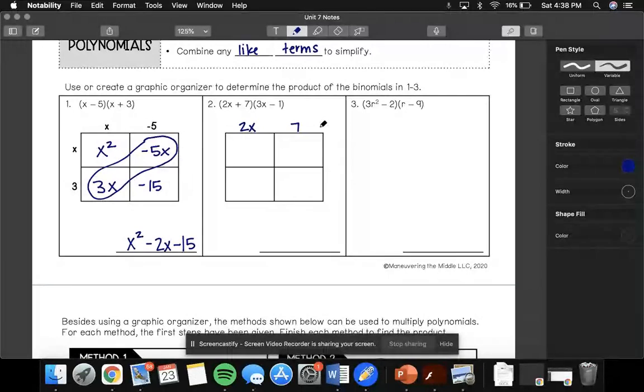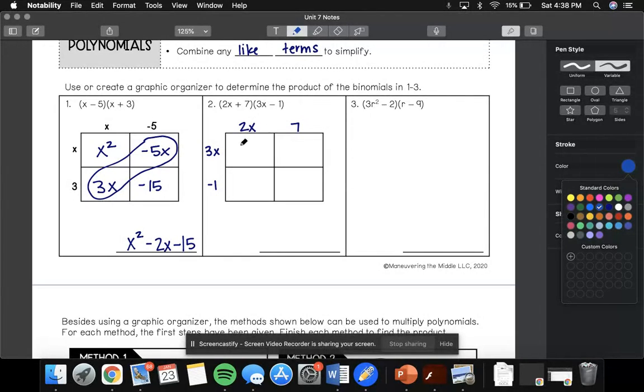2x plus 7, so I'm going to put 7 right there. We're going to multiply that by 3x minus 1. So I'm going to put 3x and then a negative 1 to represent that minus. Okay, now we are just going to multiply using our area model. 3x times 2x would become 6x squared. 3x times 7 would become 21x.